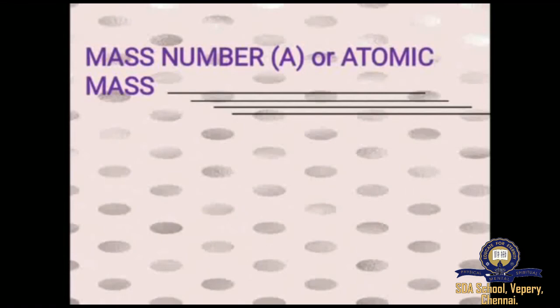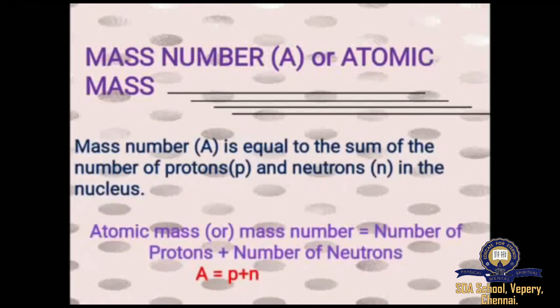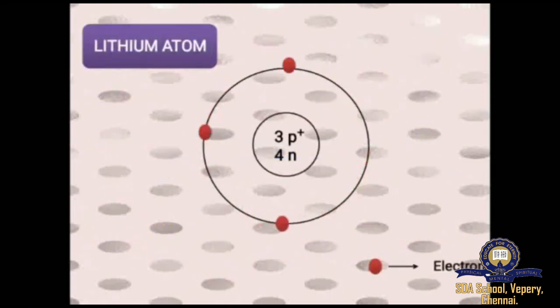Now, we will see the definition of mass number or atomic mass. It is represented by capital A. Mass number is equal to the sum of the number of protons and neutrons in the nucleus. Atomic mass or mass number is equal to the number of protons plus the number of neutrons, that is, A is equal to P plus N.